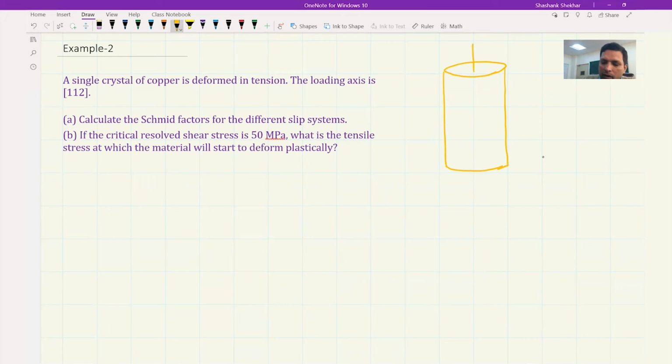So this is again FCC, and this direction is given as 112. And here you are not given any specific slip plane. You have been asked to calculate Schmidt factors for all the possible slip systems. And for that, we need to remember what are the possible slip systems in FCC. So 111 plane and 110 type of directions.